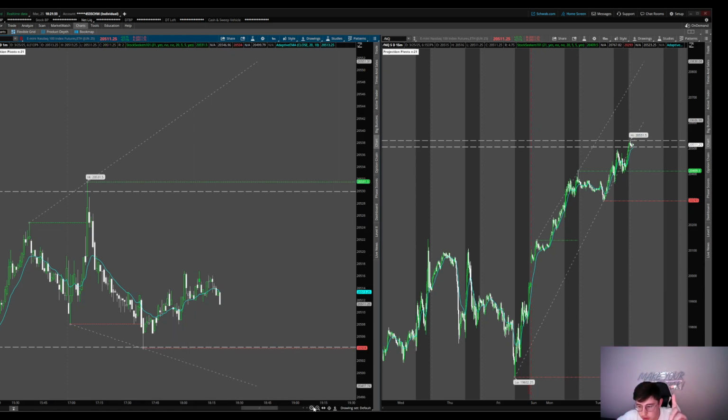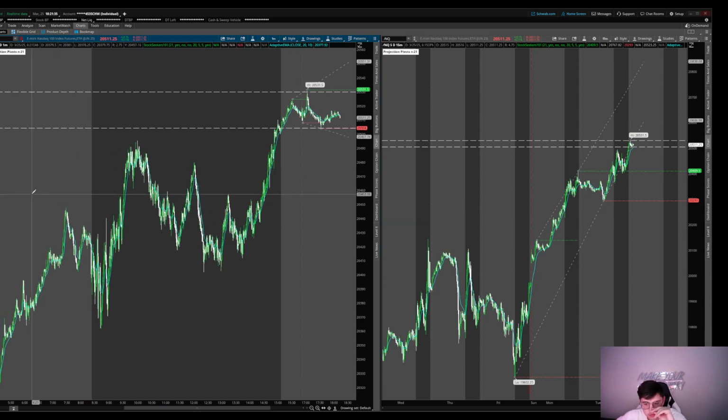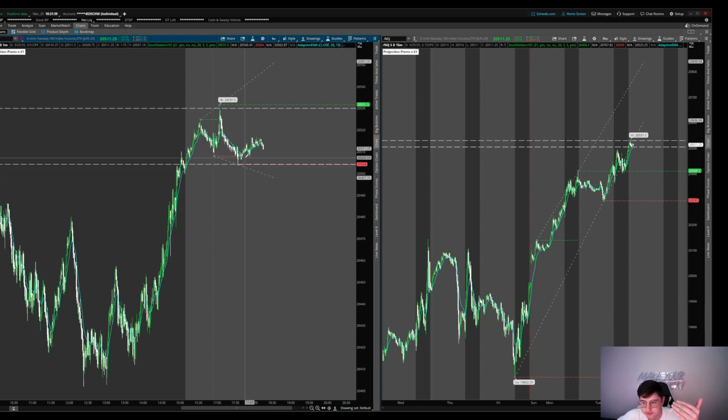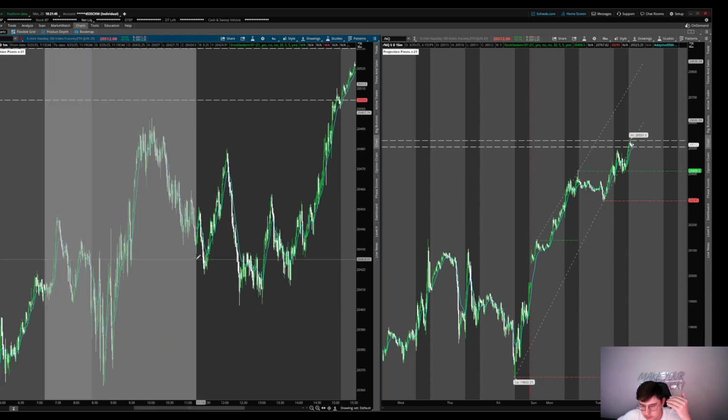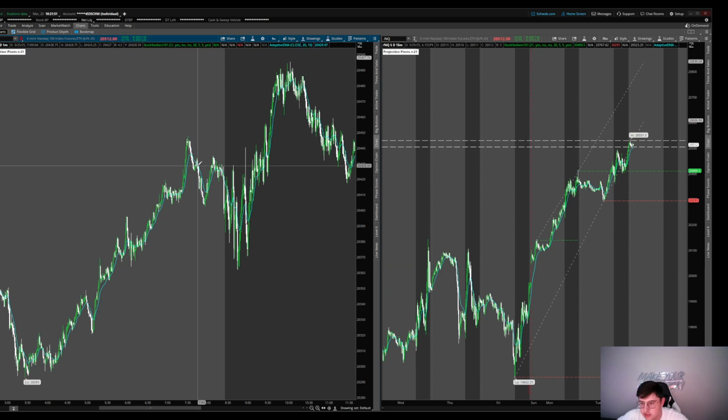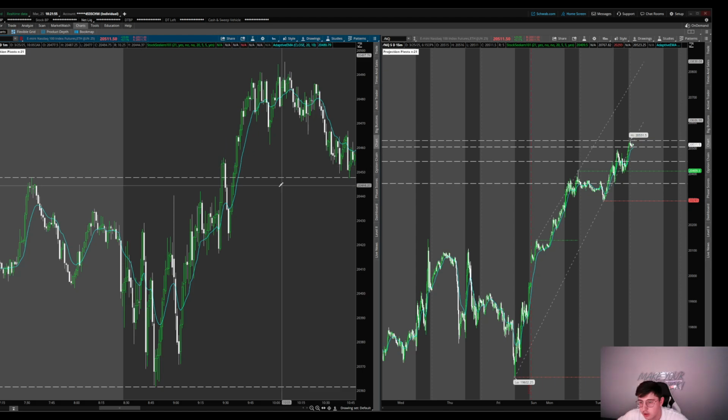Now, I want to get into something. If we don't want to play breakouts, because those are breakout plays, waiting for a breakout low, we take it. Waiting for a breakout high, we take it. Now, let's say we're in a range, right? And the range is from pre-market high to low of day, right here.